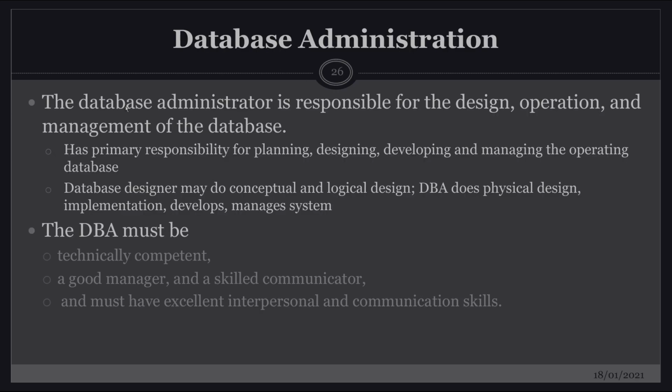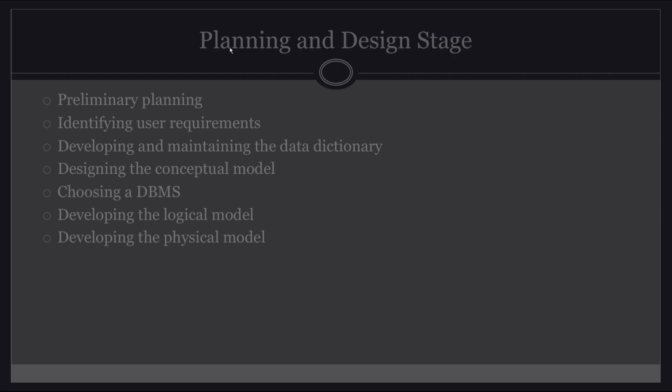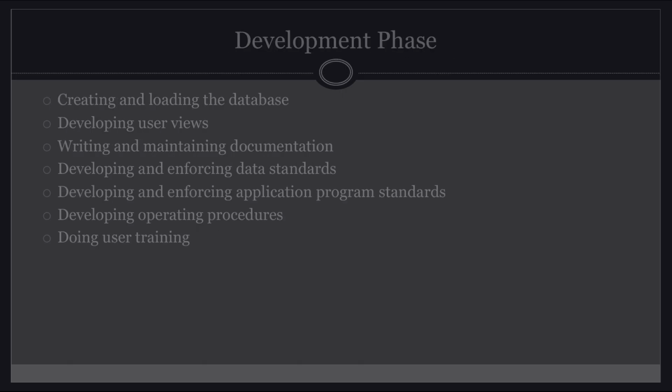Database administration. The DBA is responsible for the design, operation, and management of the database. It's primarily responsible for planning it, designing it, developing it, managing it, everything, okay? Although the higher level design can be done by the database designer rather than the administrator, okay? These are some properties of the DBA, doesn't really matter. Planning and design stage of the database. Again, we basically just covered that.